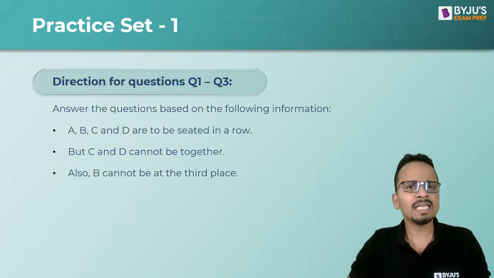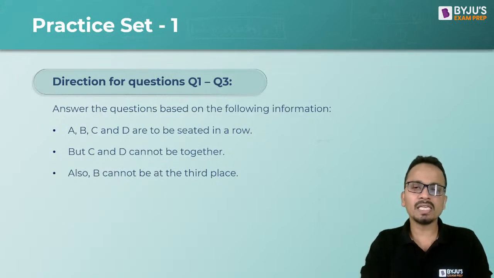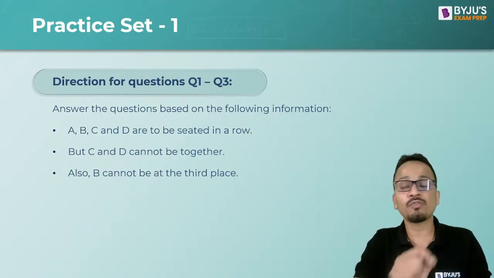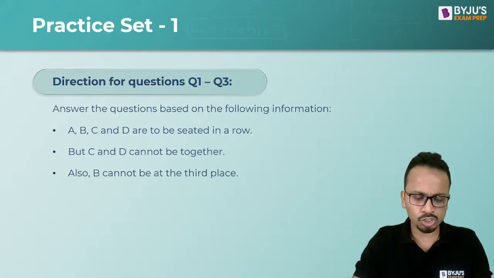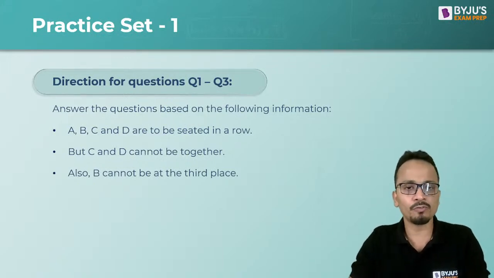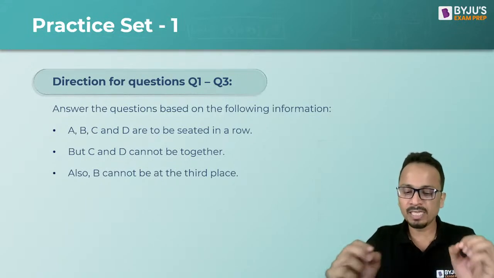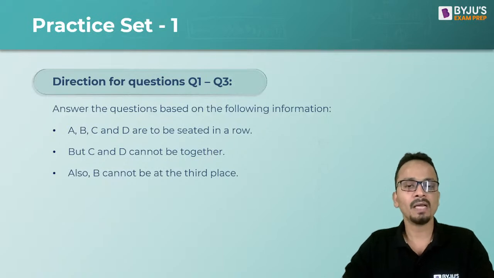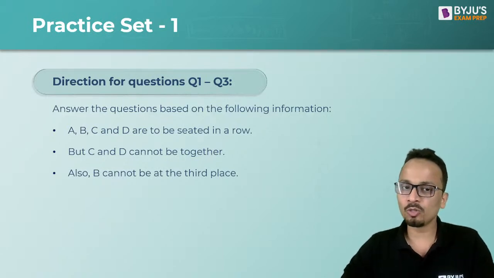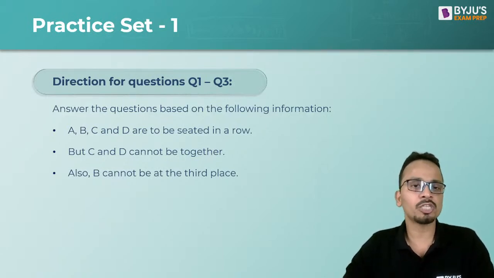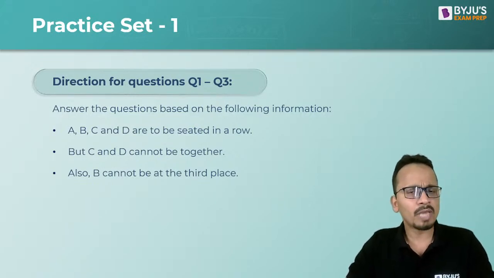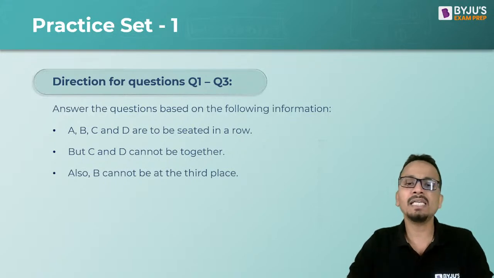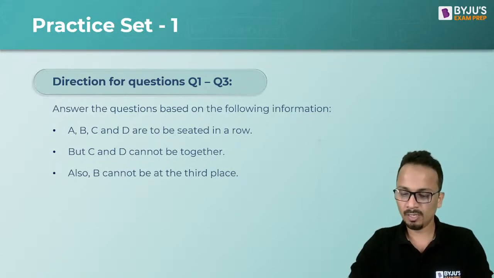Based on this, I'll give you 1.5 minutes. Quickly make all the possible cases for the arrangements of A, B, C and D and post done in the chat box. As soon as you want me to start with the discussion, please post done in the chat box. Now before we go to the questions, I'll ask you one question. How many different cases, how many different possibilities are there to arrange A, B, C and D in a row? Come on.